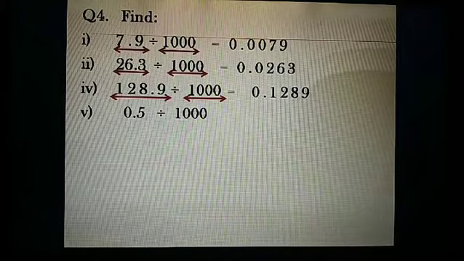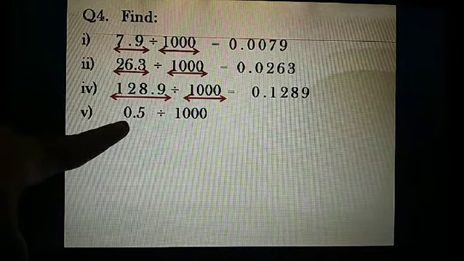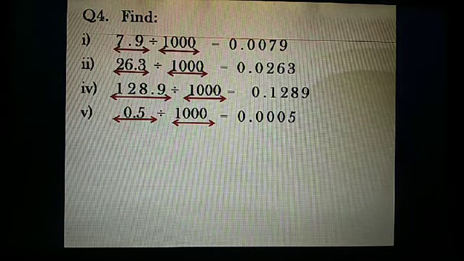Next, here you can see only 1 digit is there and that is 0. To make it 3, we will put 2 more zeros. I hope it's clear. Moving to question number 5.